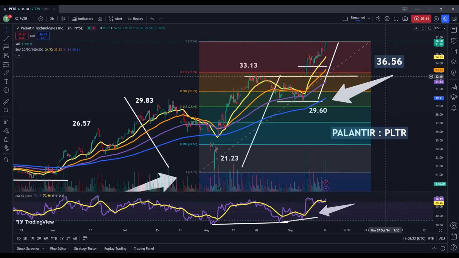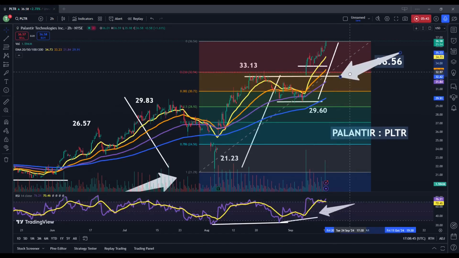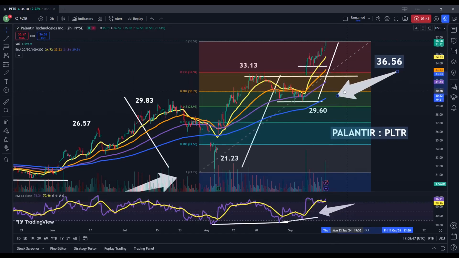One would be the fact that a movement into this area would mean that we lose support at two key Fibonacci retracement zones. Specifically, this would mean the 23.6% Fib retracement area, which currently comes in right around 32.95. And then also the 38.2% Fibonacci retracement zone, which comes in just above $30.70.